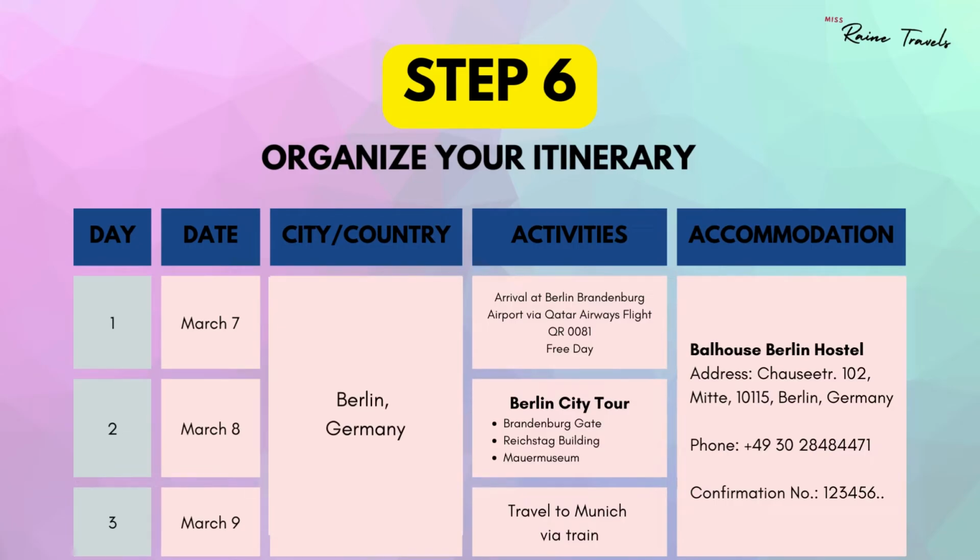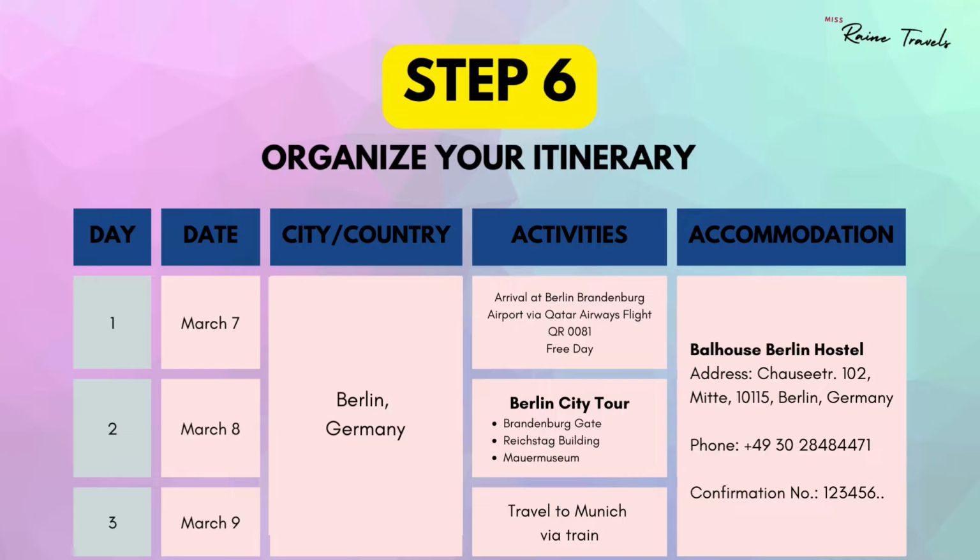So for the accommodation, I usually highlight the name of the accommodation itself, and include the address, the phone number, as well as the confirmation from Booking.com. This is just an imaginary confirmation, but the address and the telephone number of the hotel are real. That's my 3 days in Berlin.